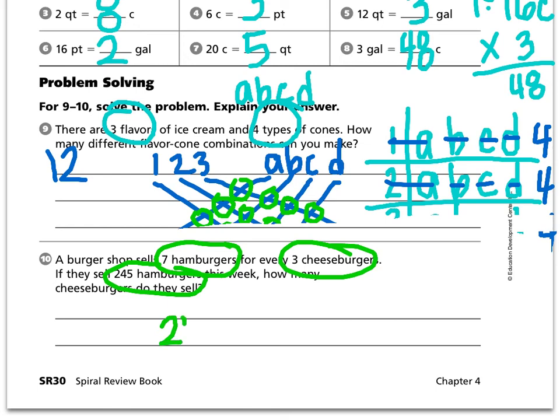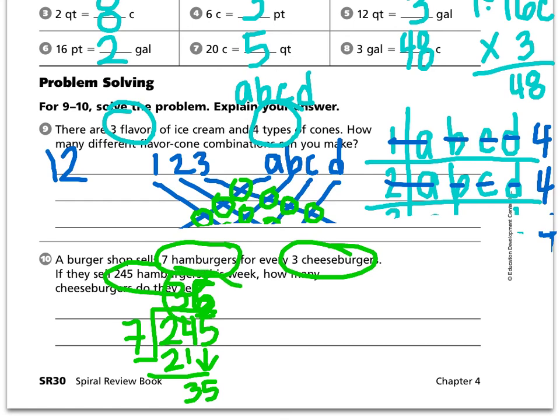So I'm going to divide 245 by 7 in order to figure out how many times they had to add 7 more hamburgers. So 7 goes into 24, 3 times, 21, subtract, you get 3, bring down the 5, 7 goes into 35, 5 times. 5 times 7 is 35. So my answer is 35 times.